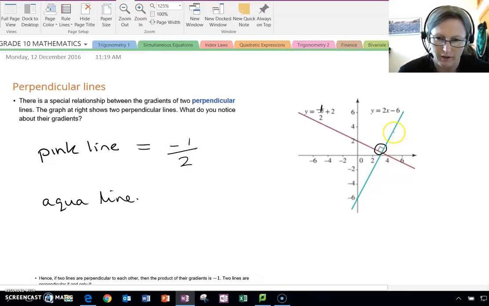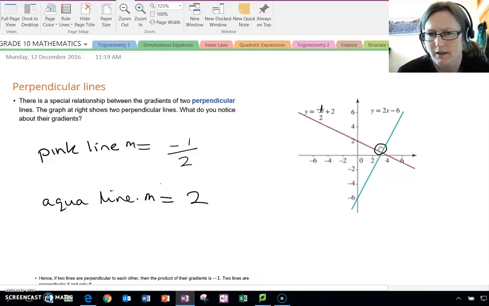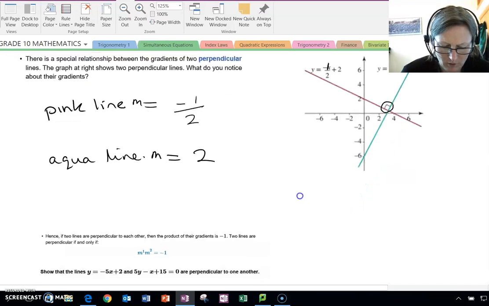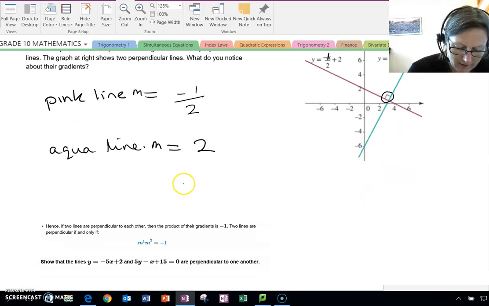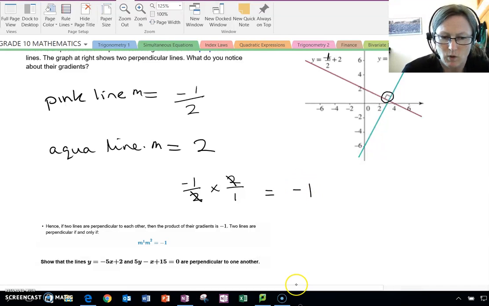Let's look at the aqua line. The gradient is the thing in front of the x, so the gradient of the aqua line is 2. So that's the gradient of the lines. We can't say that they have the same gradient, but look what happens if we multiply the gradient of the pink line by the gradient of the aqua line. So we're multiplying -1/2 by 2, or 2 over 1. The 2's can cancel, and when we multiply the two gradients together, we get -1.